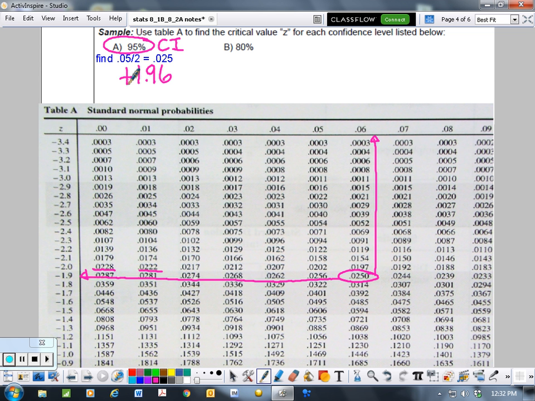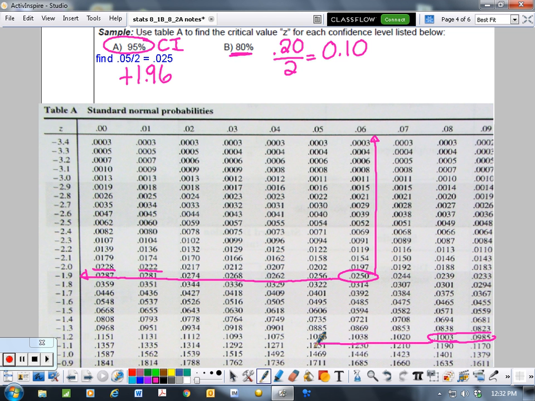So now, if I want to find it for 80%, I'm going to take the leftover percentage, 0.20 as a proportion, and I'm going to divide by 2. So now I'm going to find the 0.10, and that'll give me my critical z-score. 0.10, ooh, we're really close. We're somewhere in here. And it looks like this one's a little bit closer.